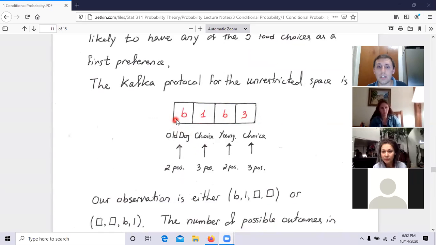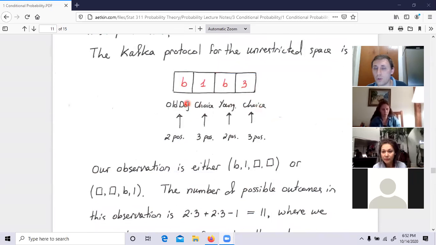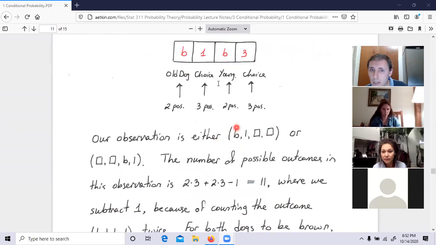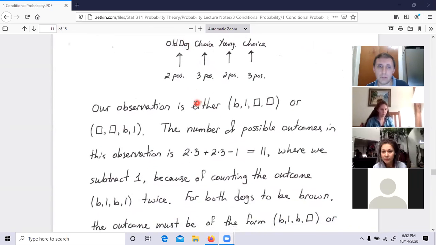Okay, so here is, look at it, guys. Here is my Kafka document, right? The Kafka document for the full sample space is old dog, brown or white, choice of food for the old dog. Then young dog, brown or white, choice of food, okay? So the full sample space has 6 times 6 possibilities, 36 possibilities in total. Let's say all of them are equally likely. We're presuming all of them are equally likely.